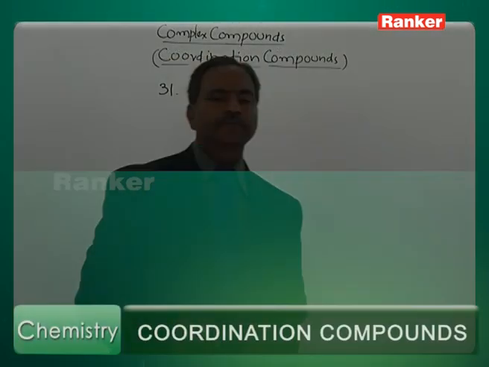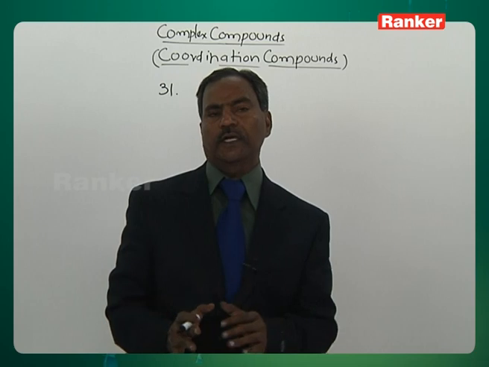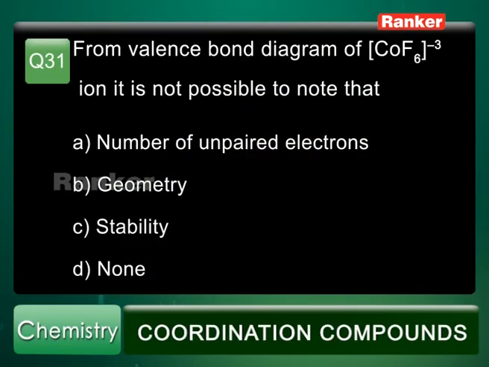Question number 31. From the valence bond diagram of the COF6 3- ion, it is not possible to note that which of the following? The valence bond diagram cannot explain: A, number of unpaired electrons; B, geometry; C, stability; D, none.